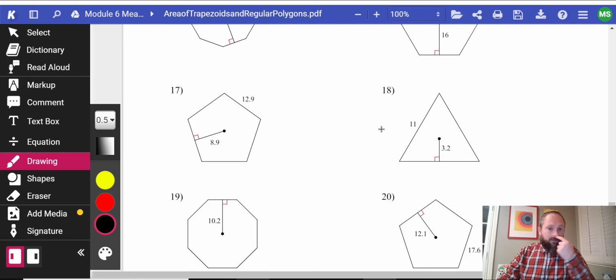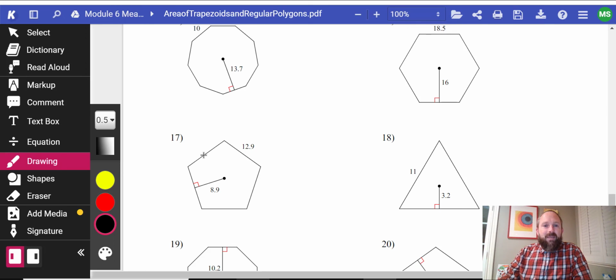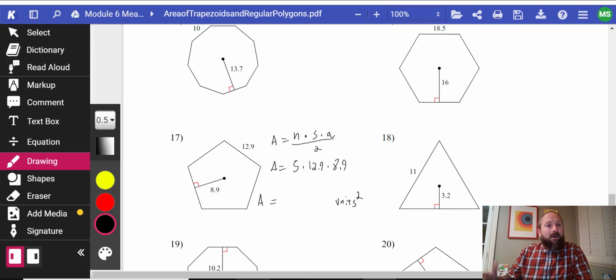So looking at the rest of these, we can do one last one. Let's do this pentagon, number 17. The area is equal to the number of sides times the side length times the apothem divided by 2. Well, the area is equal to the number of sides, 5, times the side length, 12.9, times the apothem, 8.9. So I know that it's going to be units squared. I just don't know what number it's going to be.